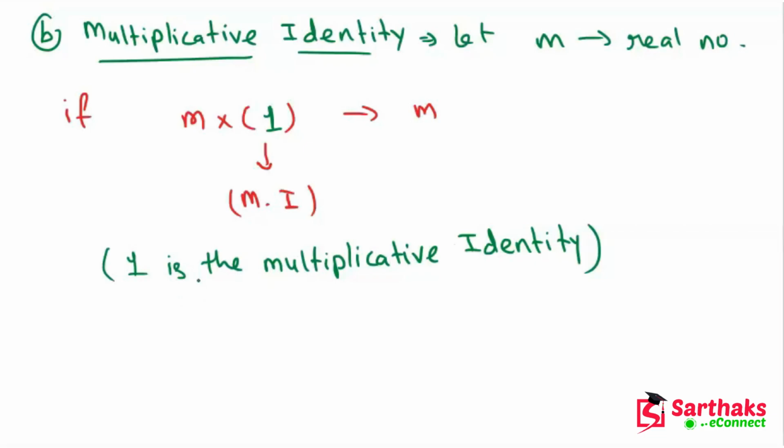So these are the properties of real numbers: commutative properties, associative properties, distributive properties, and identity properties.